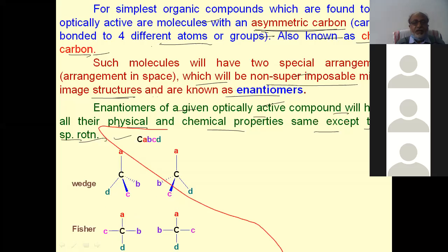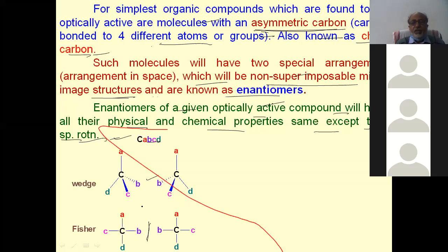Now let us take one example. Already I have shown two wedge structures, A, B, C, D, and one is the mirror image of the other. They are not superimposable. Fischer projections are also not superimposable. When we handle Fischer projections, we have to be careful. We cannot rotate in any direction we like. We'll see that later on.